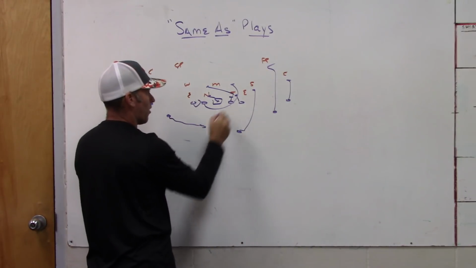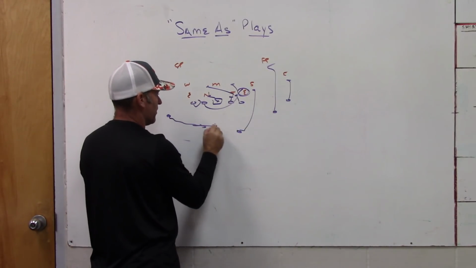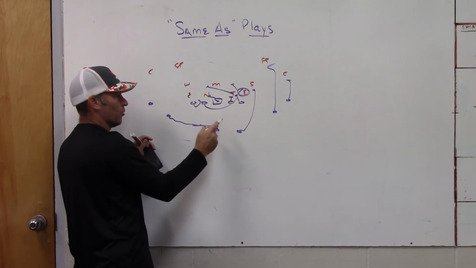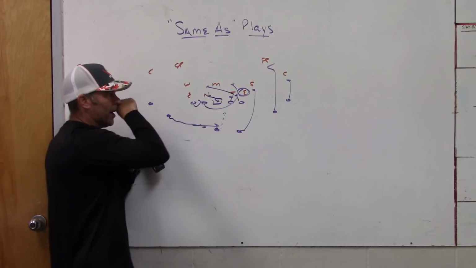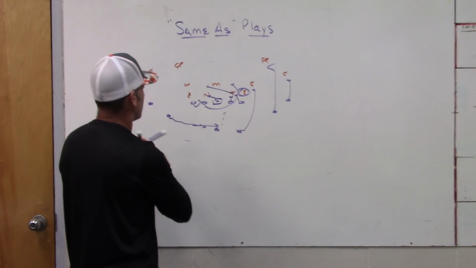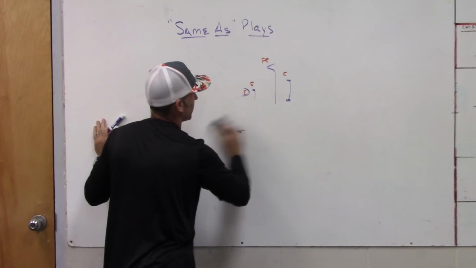We're going to go power read here. We're going to read the defensive end with a mesh from the motion player, and we're either going to give based on the squeeze, or we're going to pull and run Q power, right? Nothing new, nothing revolutionary. So we start off in 2 by 2 with that motion, and you go with the power read play.